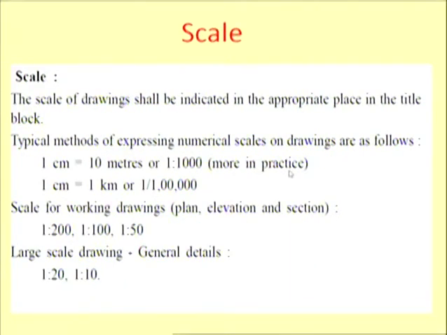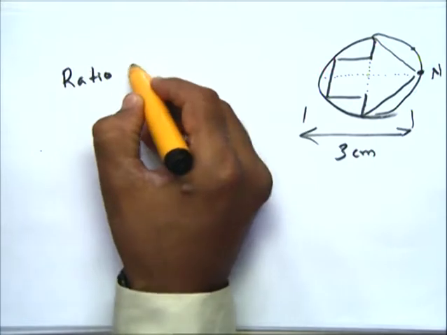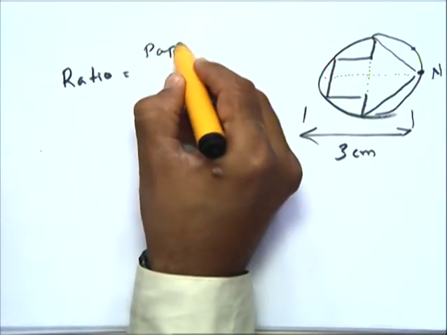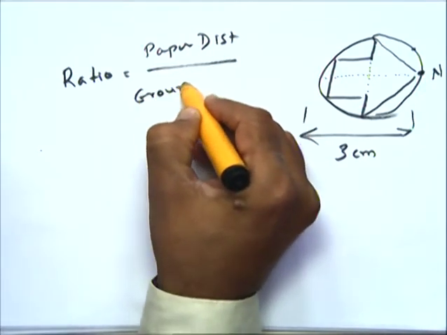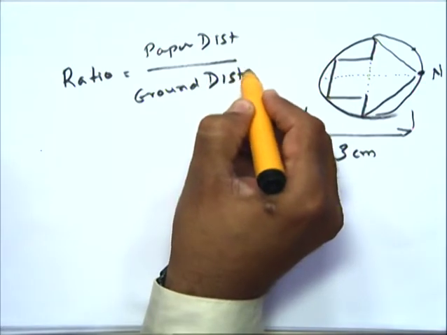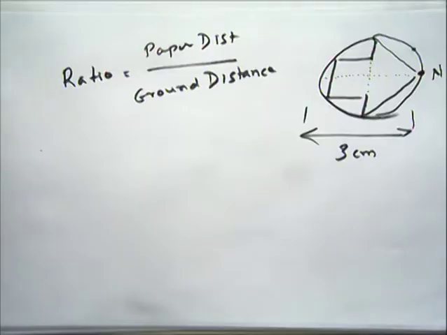Now scale we have already discussed. What is a scale? Scale is the ratio of paper distance to ground distance. Now on this paper we are going to represent a large size building. So the building size may be say a 4 meter by 4 meter room, and our drawing sheet size is only say 30 centimeter by 45 centimeter.